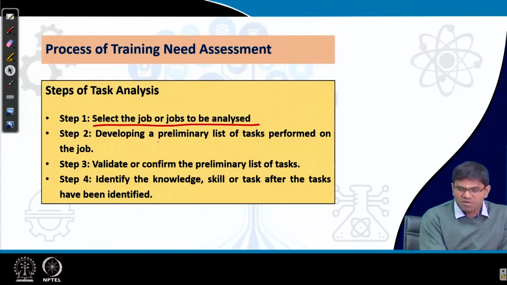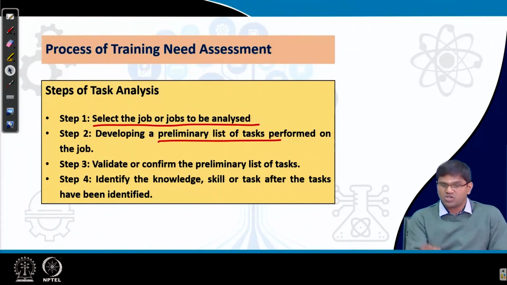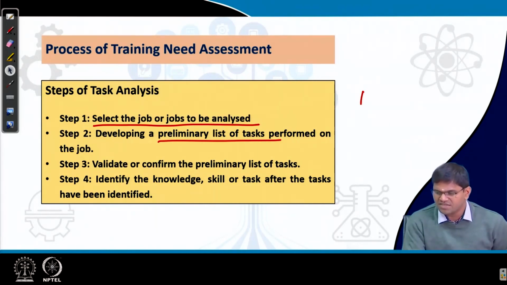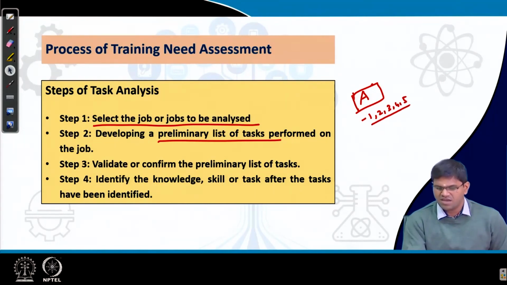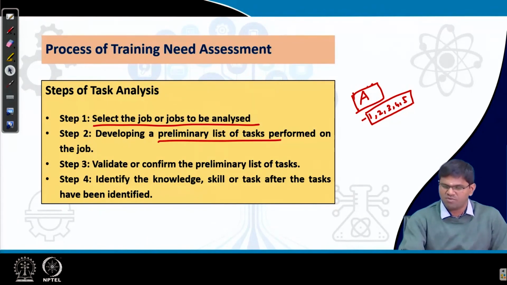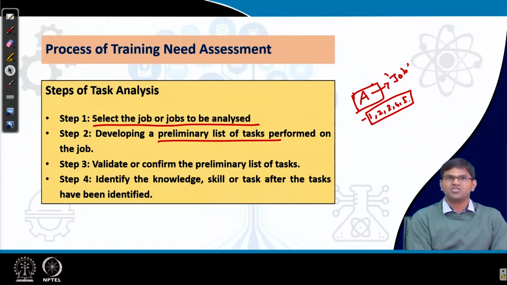Then develop a preliminary list of tasks to be performed on the job. For example, let's say A is a job. I have chosen that, yes. Then for job A, you will be listing down 1, 2, 3, 4, 5. These are the tasks that will be performed on this particular job. For job A, I will need these tasks to be performed.